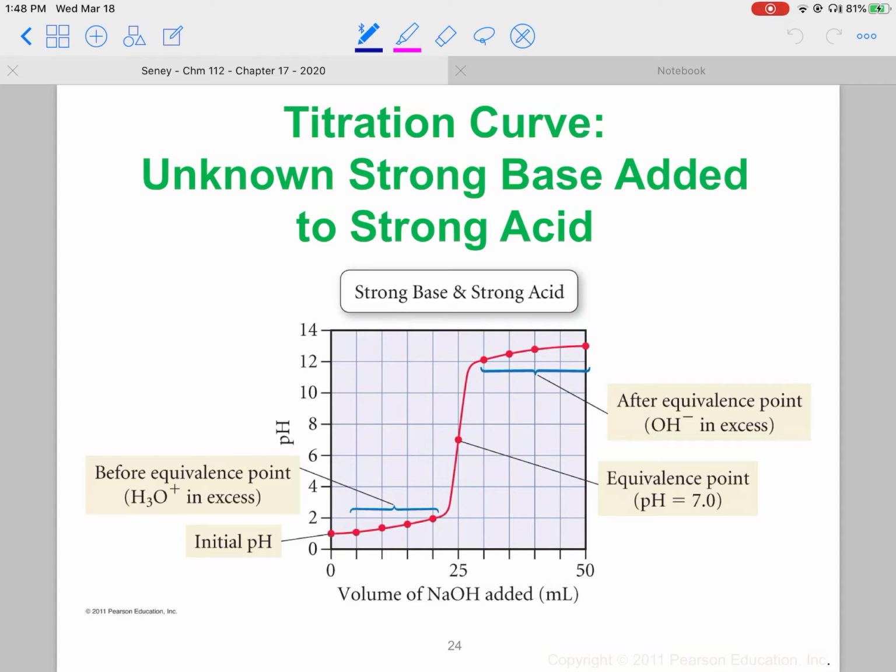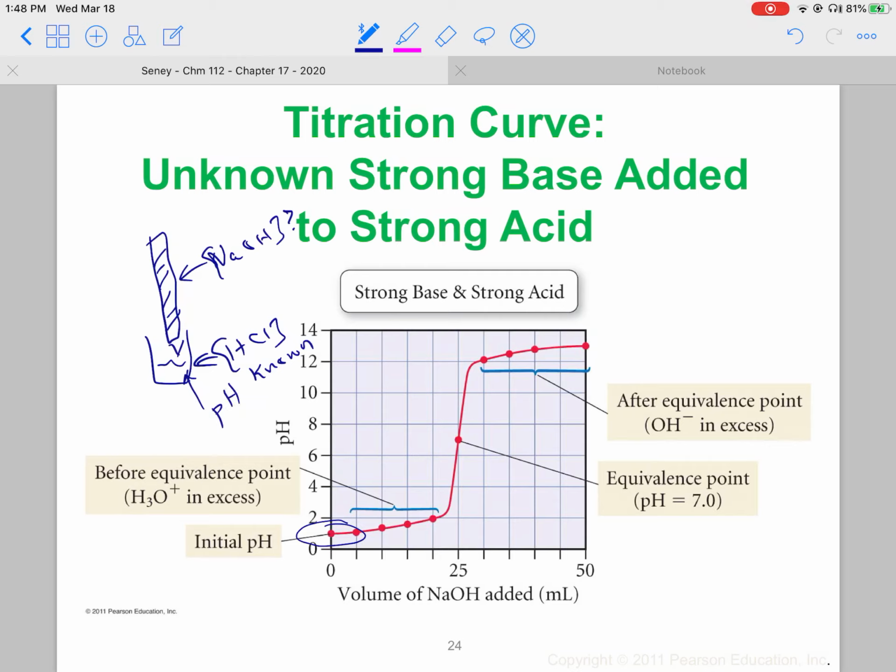So if we look at this first one, this titration curve, we have a strong base added to a strong acid. So here's our strong acid, and this would literally be set up where we have a flask, and then we've got our burette. And in the burette is the sodium hydroxide, and we don't know the concentration of it. And then in our flask is our HCl concentration, and that is known. So we're starting off and we're going to measure the pH in the flask.